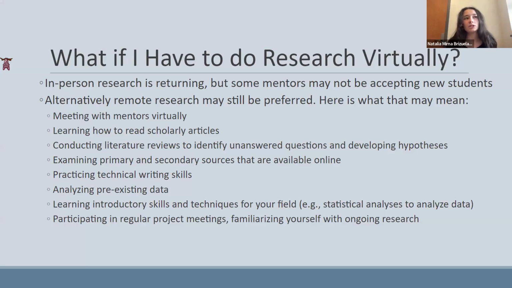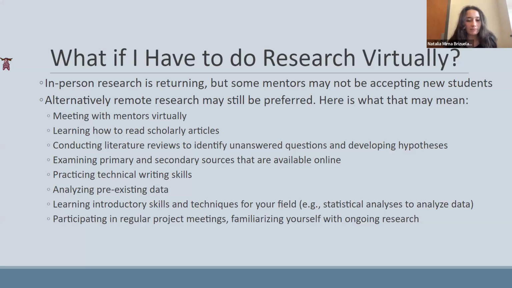For example, in biology labs, I'm pretty sure PCR is used in almost every single one of them. So it's a very important skill to be able to learn. That's also something that you can do virtually. You can look up videos on how to do that. You can research more about the technique so that you understand what you're doing.